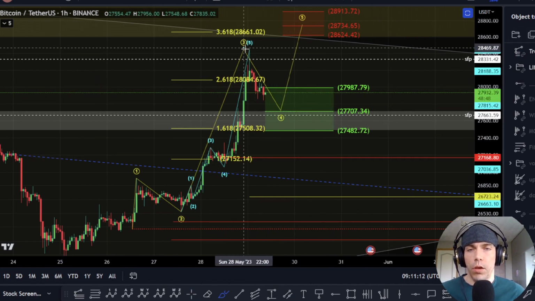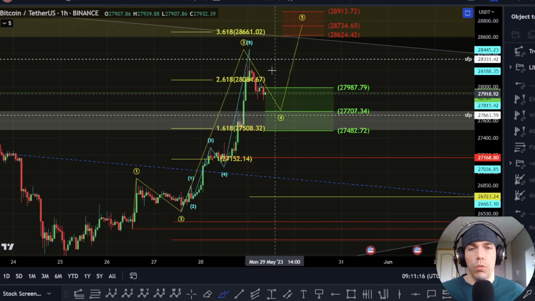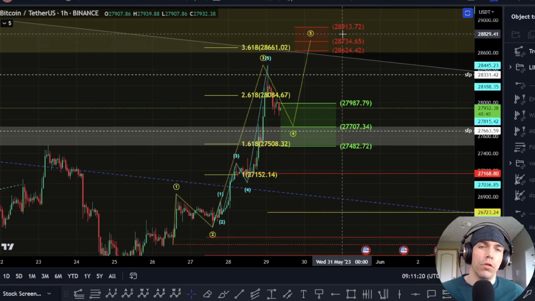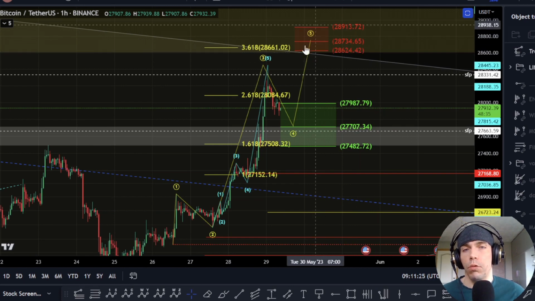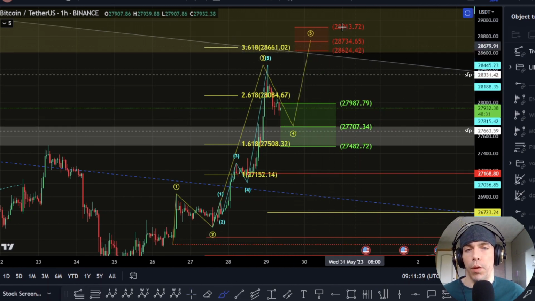So what we're looking for here is basically a 3-wave move to the downside here, looking for this move to complete and then pushing up again for a 5th wave. So this 5th wave could actually look to take us up as high as this 28,913 to this 28,624. So this would be looking at this as a 5-wave sequence to come off the back of this move.